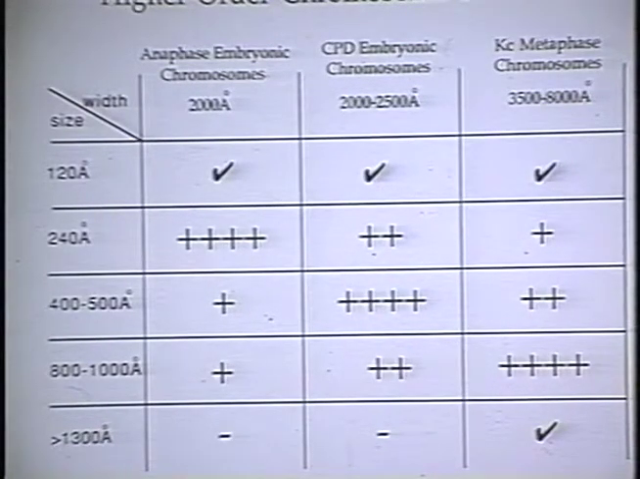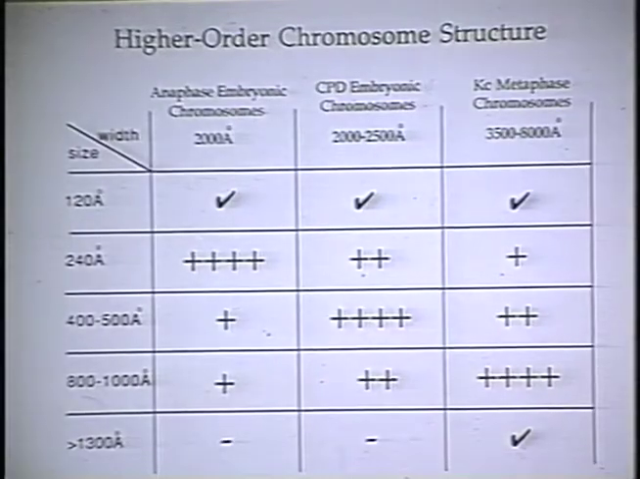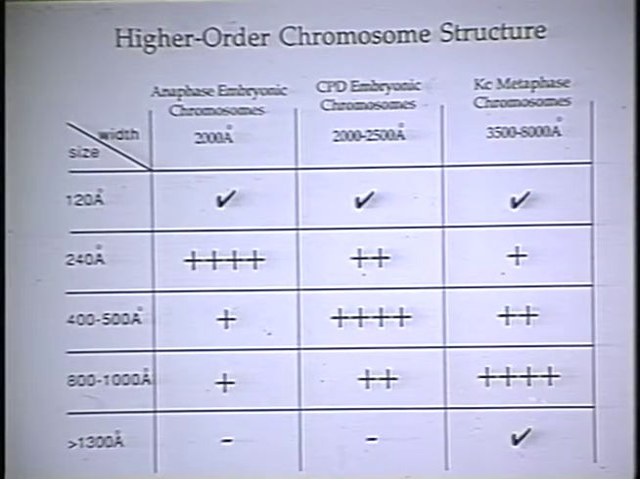And what we saw was that the least condensed chromosomes, the anaphase chromosomes in the embryonic chromosomes, had the highest population of the 30 nanometer fiber, whereas the mitotic chromosome had the highest population of these higher order structures. The problem was we couldn't do what we wanted to do, which was actually to trace these structures within the context of the higher order structures.